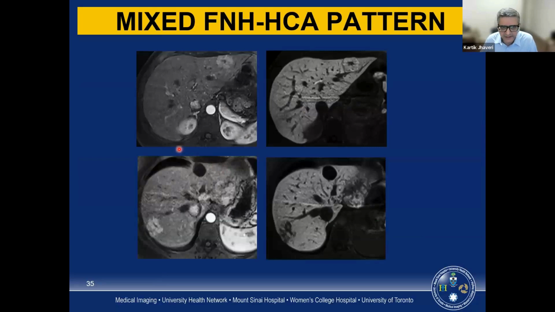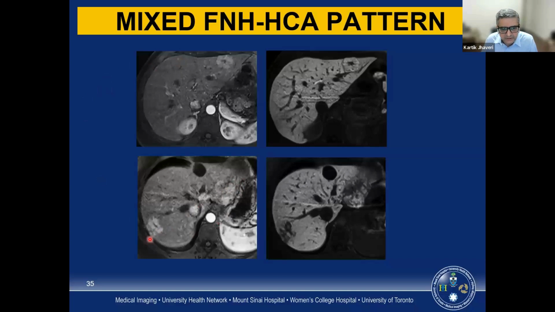To just show you an example of that, here is a lesion in segment 2 of the left lobe, which looks quite typical for an FNH with uniform hyperintensity in the hepatobiliary phase with a central scar. So I have no problem in diagnosing that as a classic FNH.